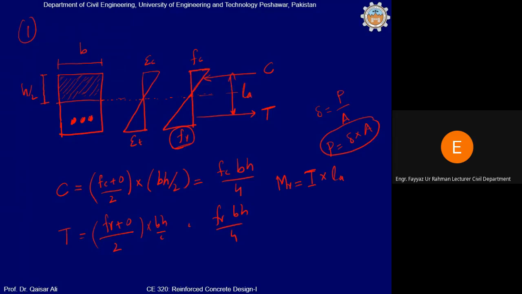Okay, what will this lever arm be equal to, can anyone tell? H minus H by 3. The value of T we will put from here. It will be equal to FR into BH divided by 4.